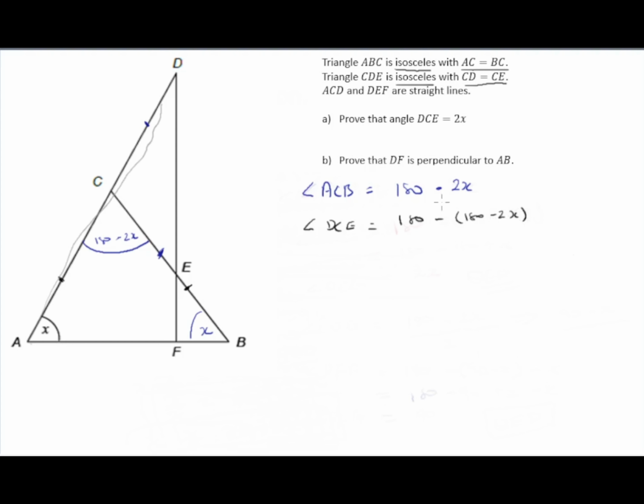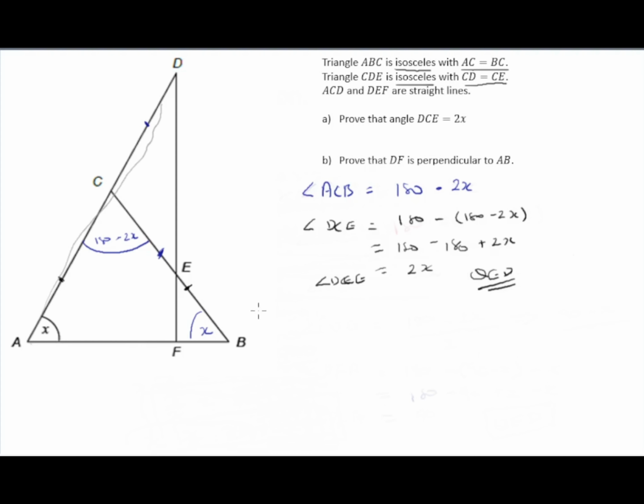Let's expand and simplify. 180 minus 180 plus 2x. You're left with just 2x, because 180 minus 180 is 0. So angle DCE is equal to 2x. Therefore, it has been proven. QED.